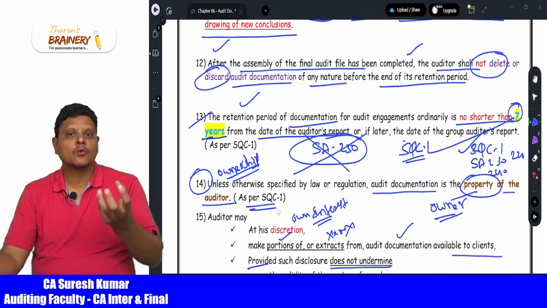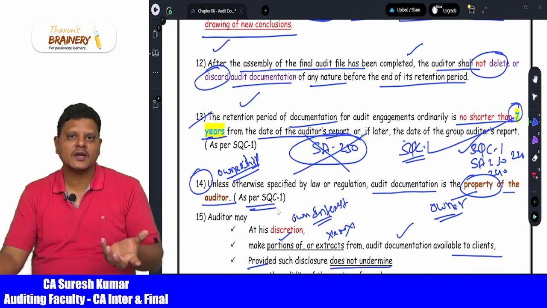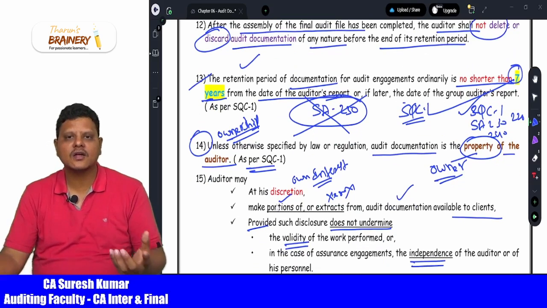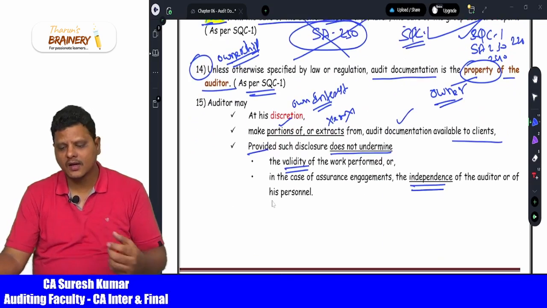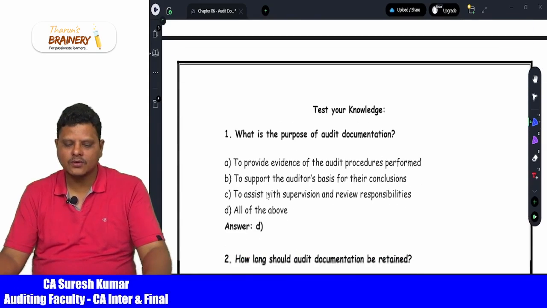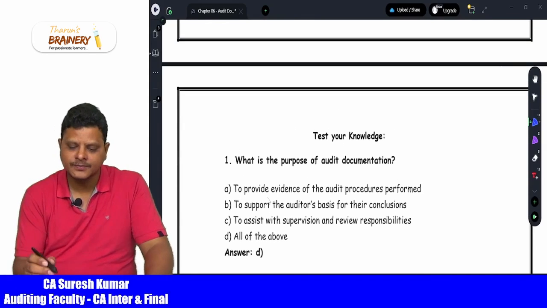Then the auditor is the owner of the working papers. At his own interest, he can make it available to the client, and he should ensure that there is no damage to the work performed and no damage to the independence as well. Now let us come to the test your knowledge. It is time for all of you to test your knowledge.